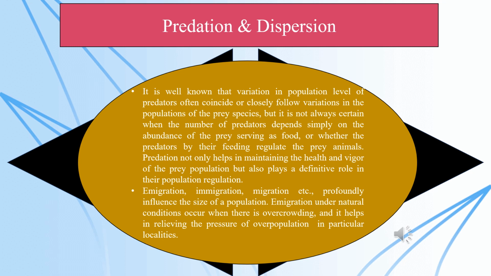Predation. It is well known that variation in population level of predators often coincides with or closely follows variations in the populations of the prey species, but it is not always certain whether the number of predators depends simply on the abundance of the prey serving as food, or whether the predators by their feeding regulate the prey animals. Experimental studies amply demonstrate that under certain conditions, at least, predators greatly affect the numbers of the species on which they feed, and hence similar relationships may be looked for under natural conditions.